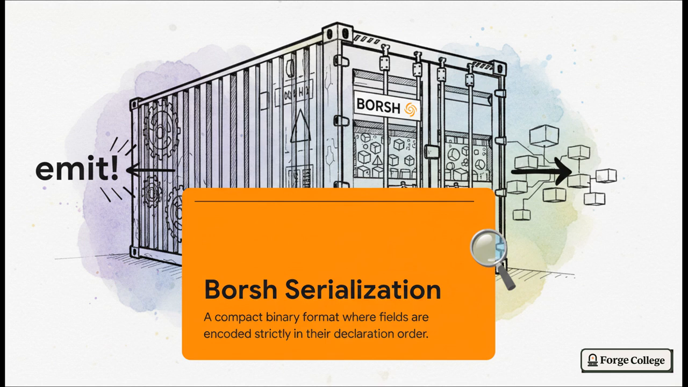Imagine Borsh as a tightly packed, heavy-duty shipping container. To maximize speed and efficiency on the network, every single item in that container is packed strictly in the order it was declared in your struct. Because it's a raw binary format, there are no labels on the inside telling you what is what. It is just a stream of bytes. So if you pack a shirt and then you pack shoes, the person unpacking the container on the other side must know to pull out a shirt first and shoes second.